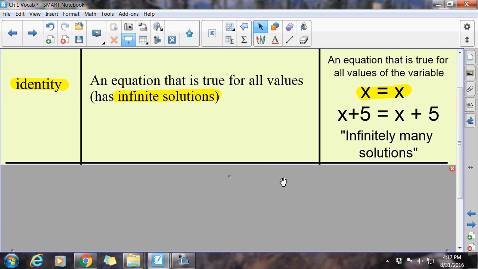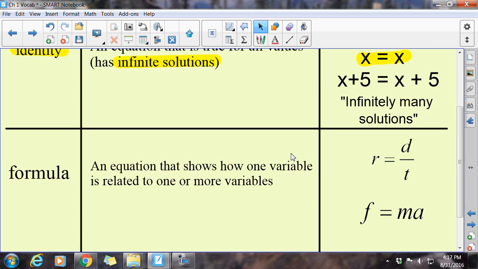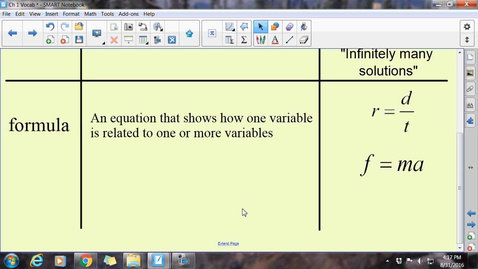Okay, last word. Hit pause if you need to. Last word is formula. Formula is an equation that shows how one variable is related to one or more variables. Formulas usually have lots of variables in them. They can also have numbers. My two examples over here have just variables. So this formula right here is the formula for rate or for speed. You probably learned that last year. Rate equals distance divided by time. So this is a formula.